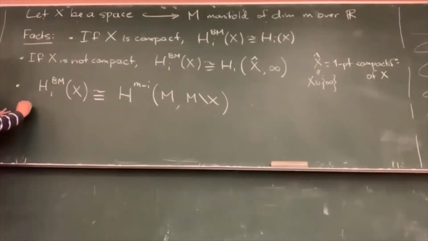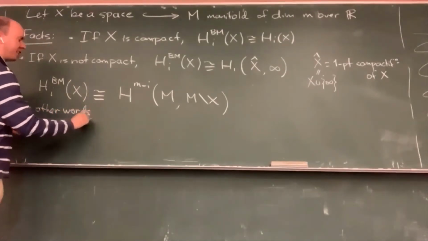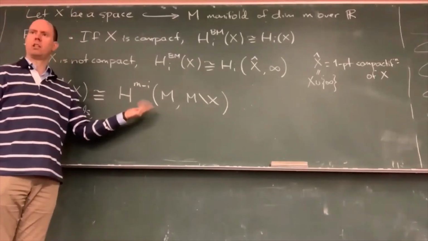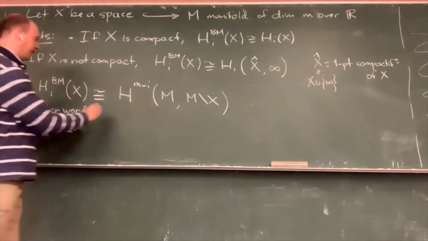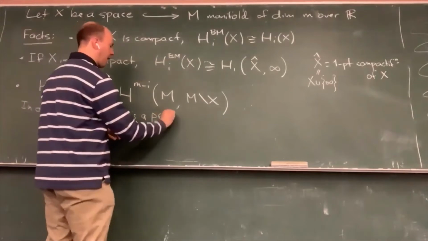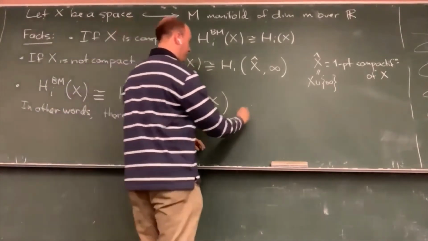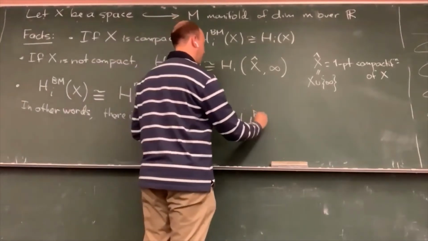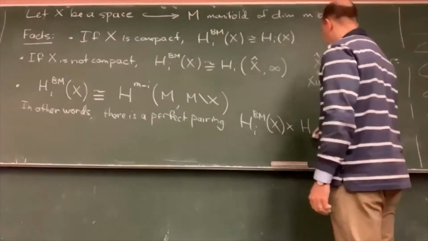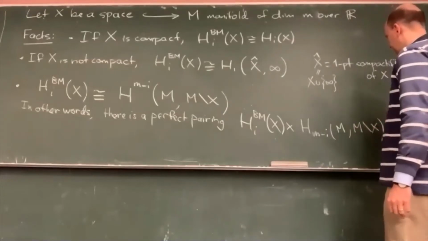In other words, since I'm talking about C coefficients, cohomology is just literally the dual of homology. So what this is saying is that there is a perfect pairing between the ith Borel-Moore homology of X and the (m minus i)th relative homology of the pair M and the complement of X.